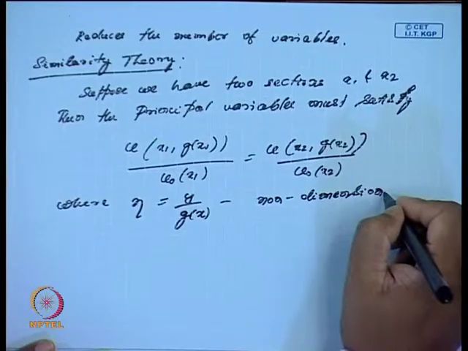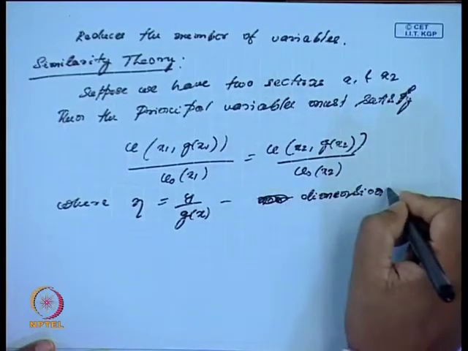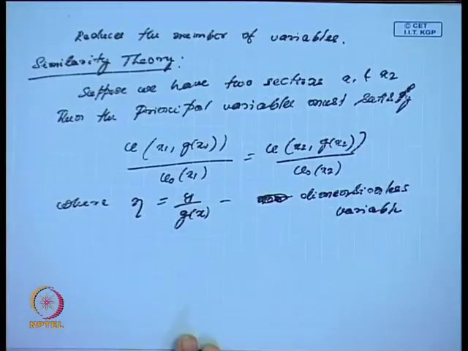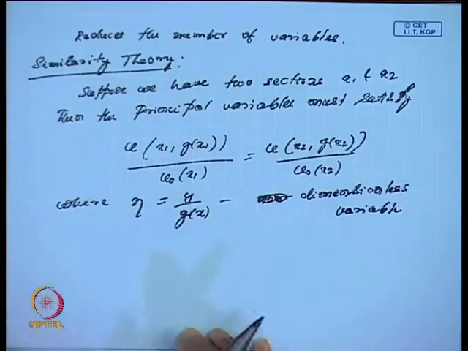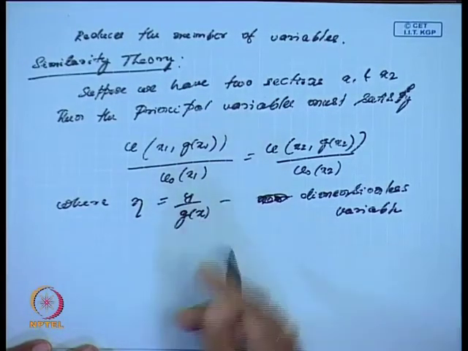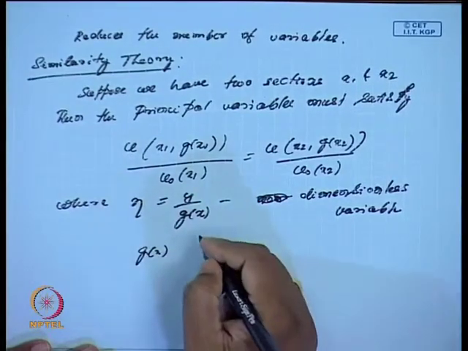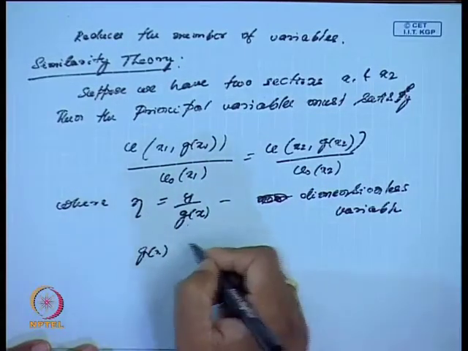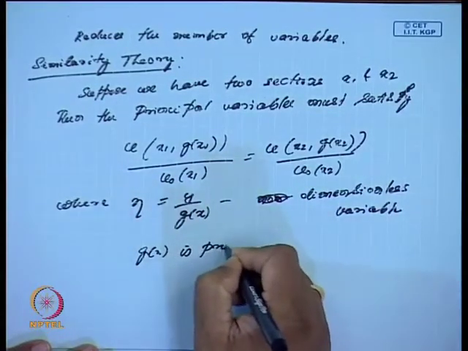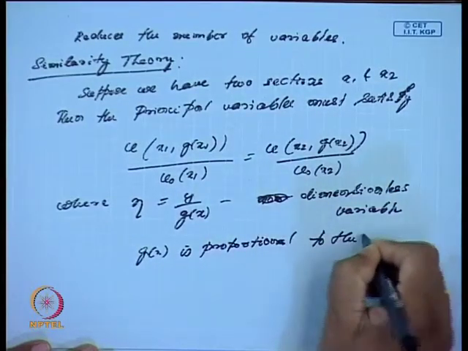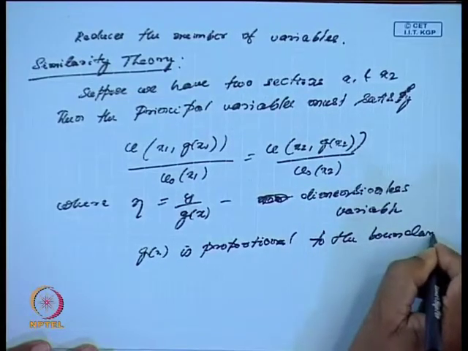Rather than non-dimensional, call it dimensionless variable. And what is g(x)? In fact, g(x) is of the nature, and here what is happening, this eta is y by g(x), and this g(x) is proportional to the Reynolds number, to the local boundary layer thickness. Often this g(x) is proportional to the boundary layer thickness.